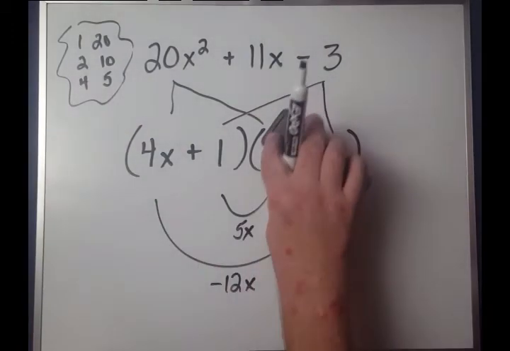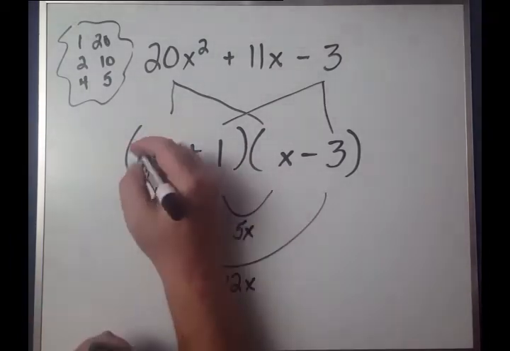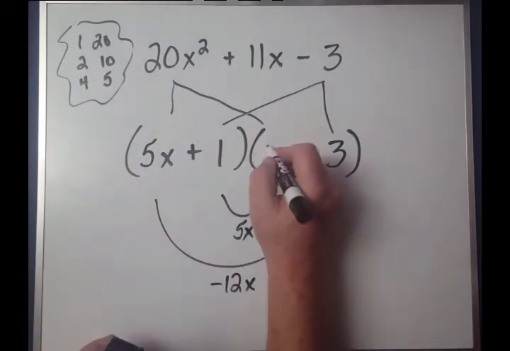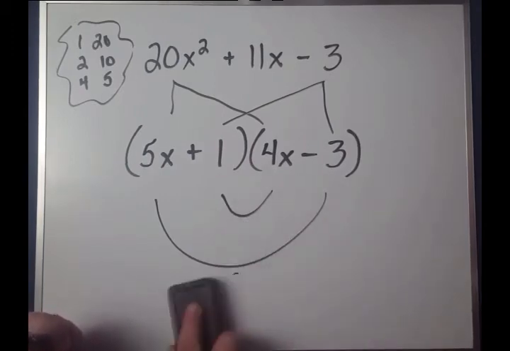Well, then maybe the 4 and the 5 should be 5 and 4. Put the 5 over here and the 4 over there. Let's see what happens now.